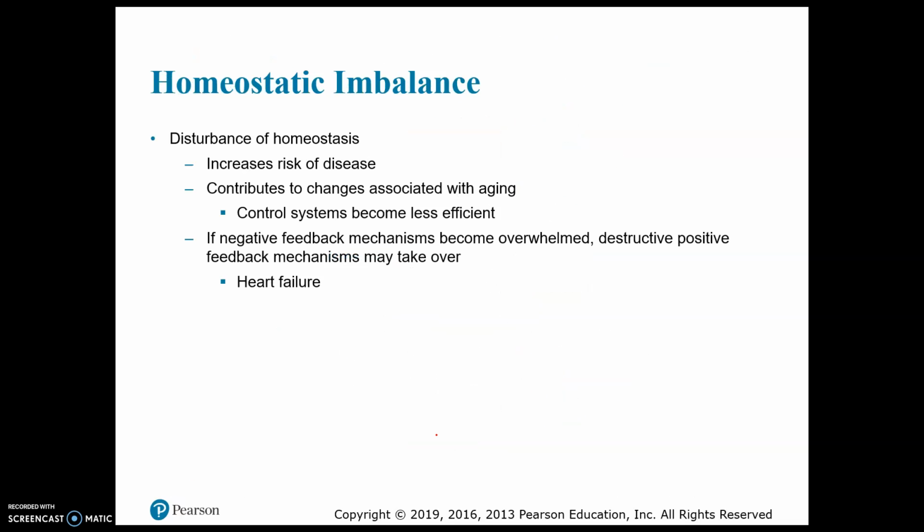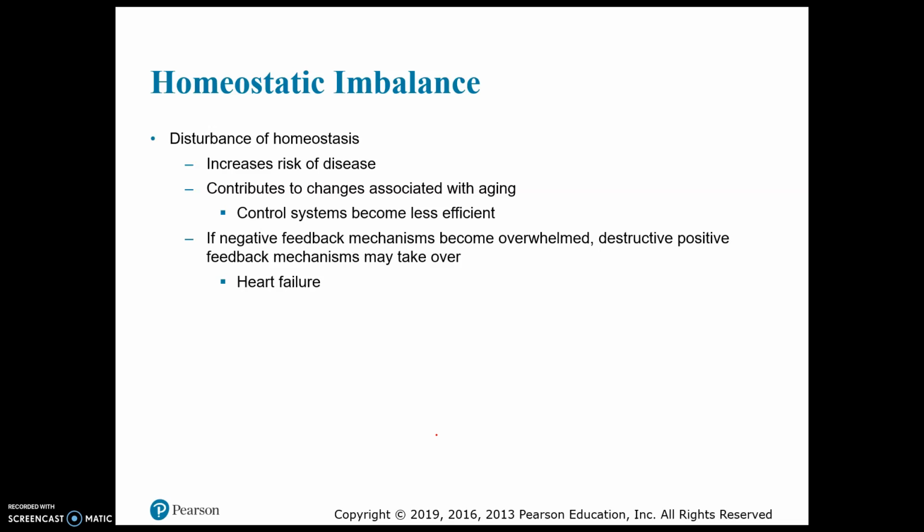And this is just step by step. Okay, so really what the problem with homeostatic imbalance is, when homeostasis is disturbed, it increases the risk of disease. For example, I have type 2 diabetes, and my blood glucose levels over the past few weeks were higher than they should be. That increases my risk for heart disease, kidney disease, problems with my eyes.